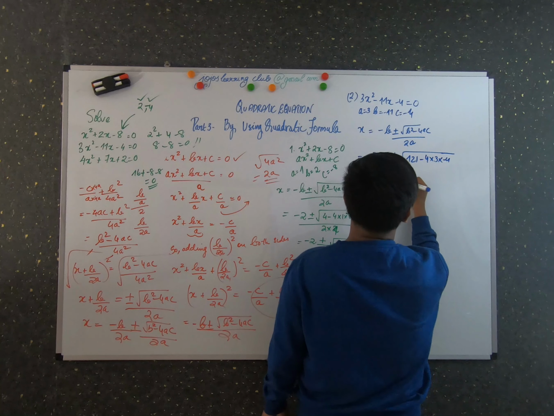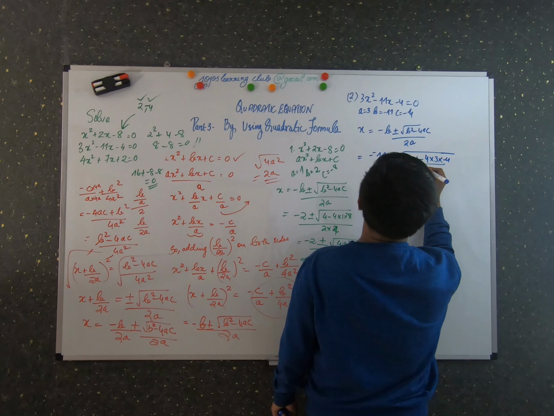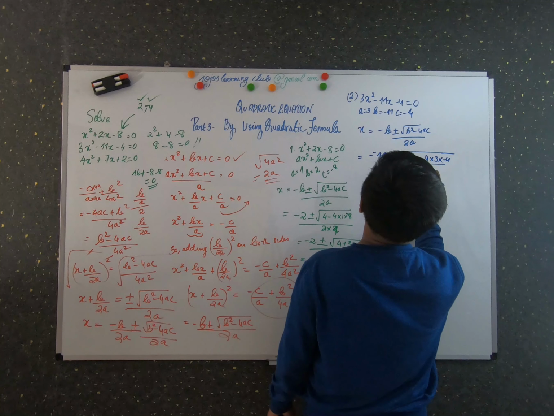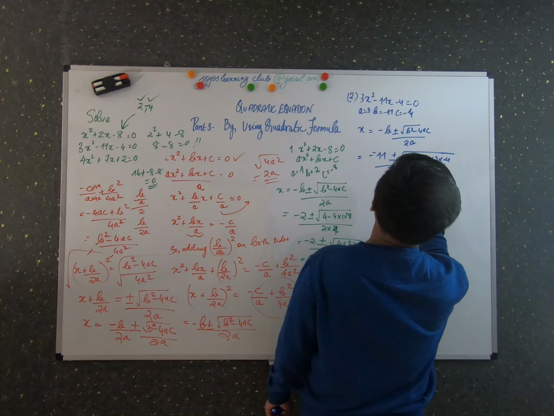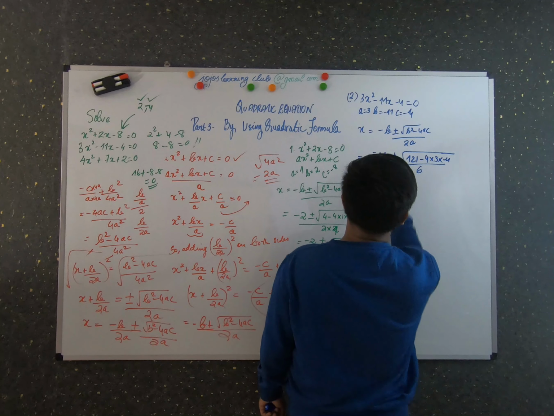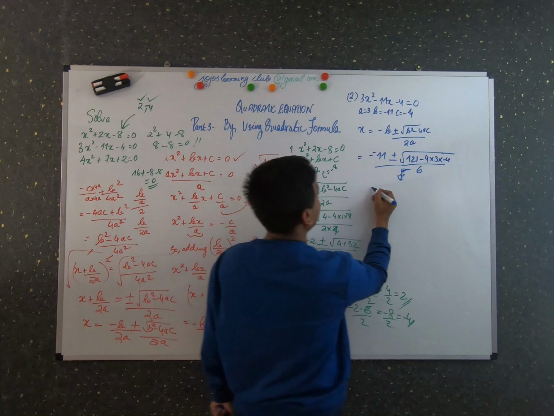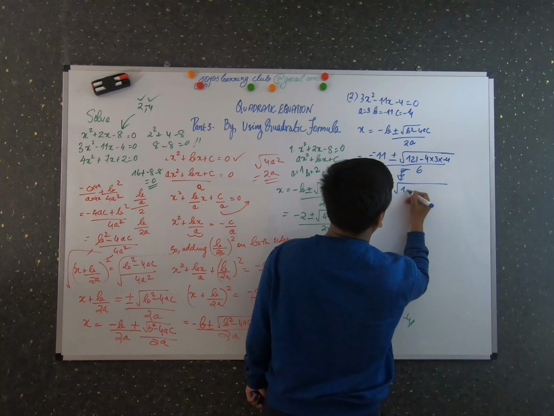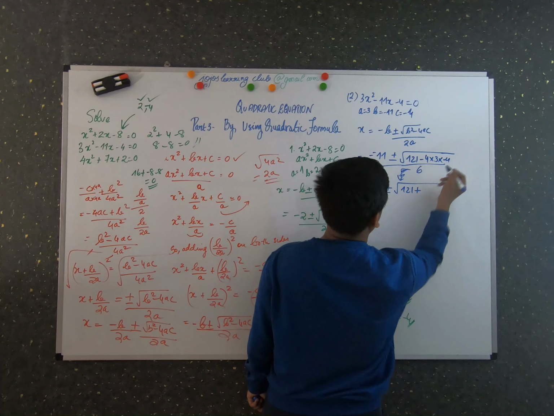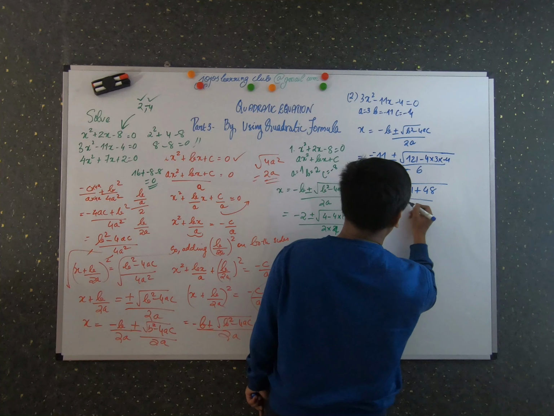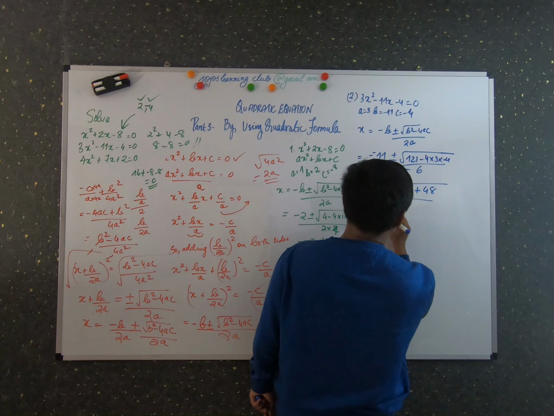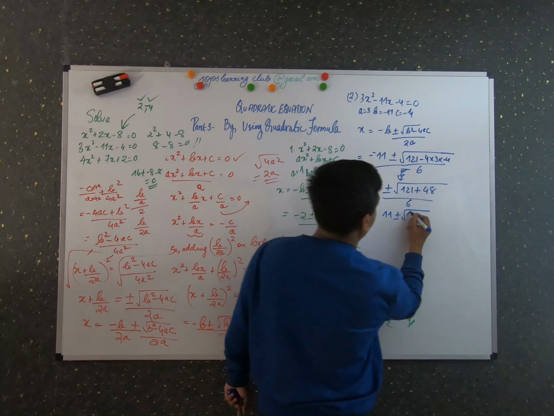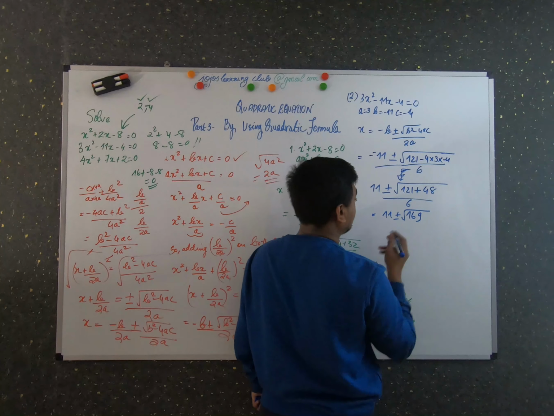4 into 3 into 4 is 48. And 2a is 2 into 3, that is 6. So minus minus is plus 11. So 11 plus or minus the square root of 121 plus 48, by 6, is 11 plus or minus the square root of 169. The square root of 169, I think it is 13.